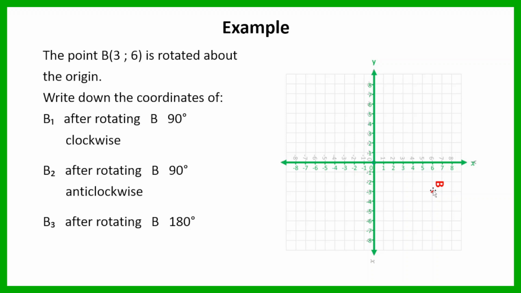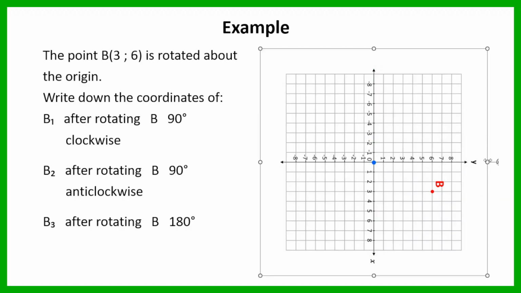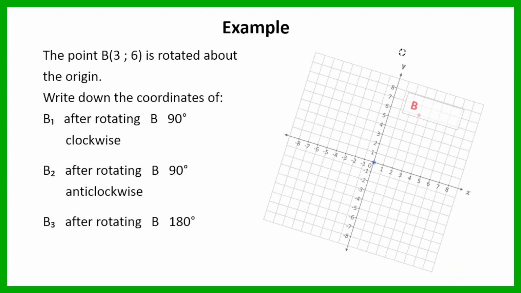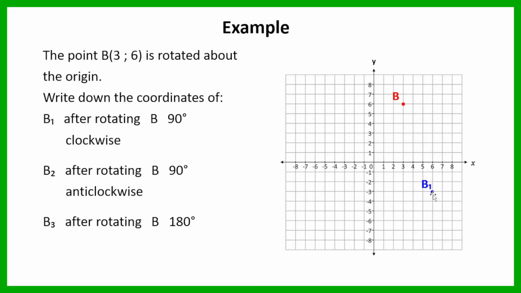So now let's go and put it back again. We're going to put a point in that position. So I'm going to rotate the page back again to how it was to start with. And now we're going to put a point in that position. So it had the coordinates 6, -3. So this is going to be our point over here. So B1 is what we get after rotating B 90 degrees clockwise around the origin. Okay, so B1 has the coordinates 6, -3.